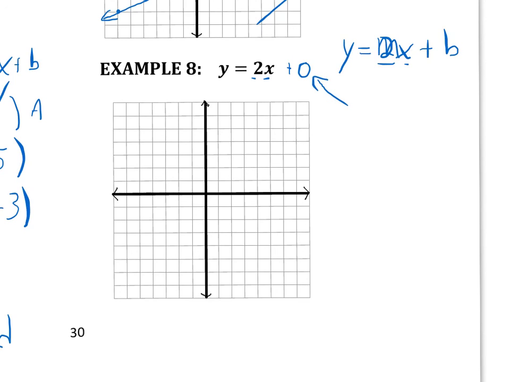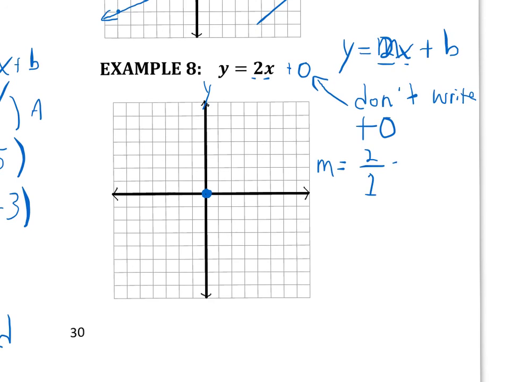So let's put a key point that we don't write the plus 0. If there's no b, we know it crosses at 0 on the y-axis, which 0 is the origin. That's where it crosses. And then your slope is just m equals 2 over 1. Again, we can write any number over 1.